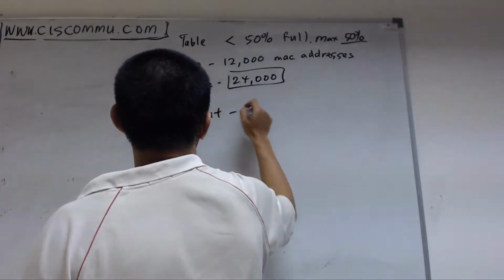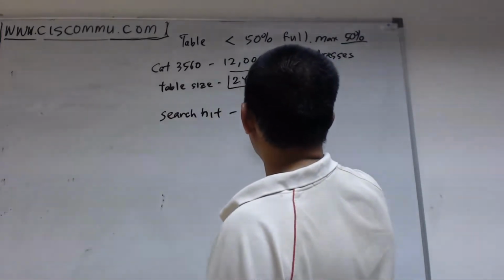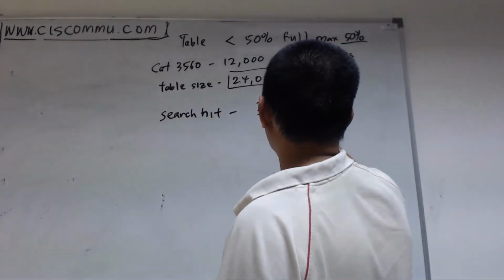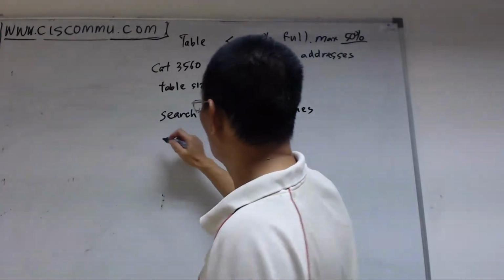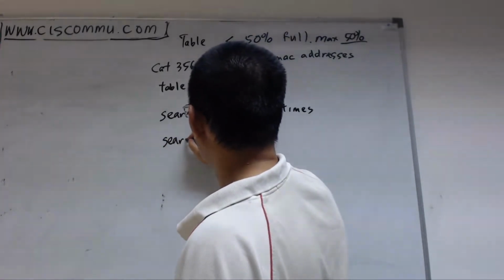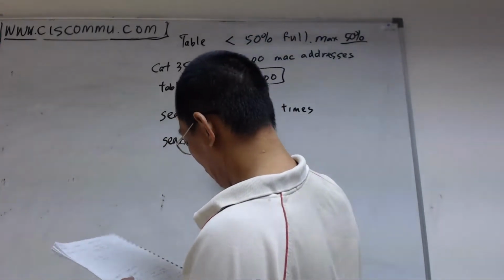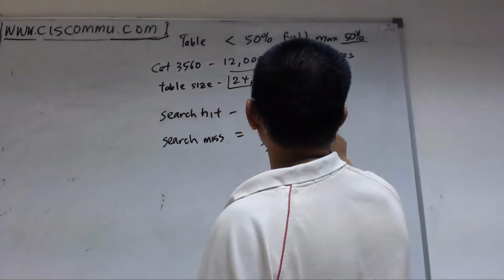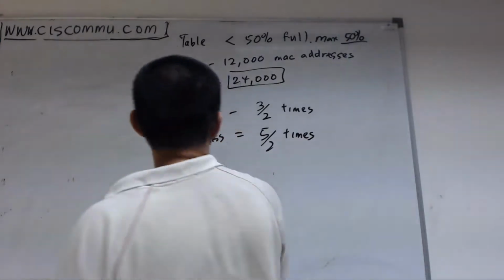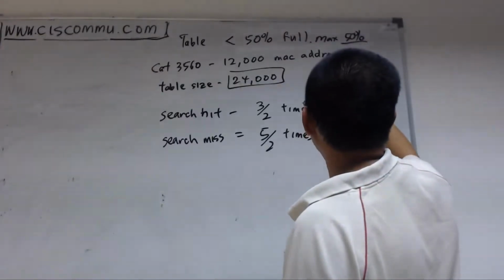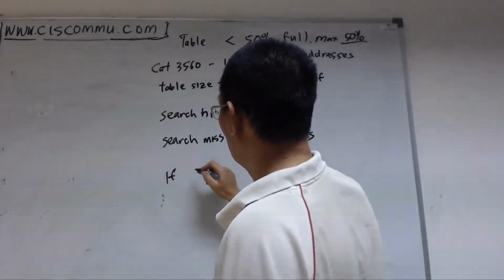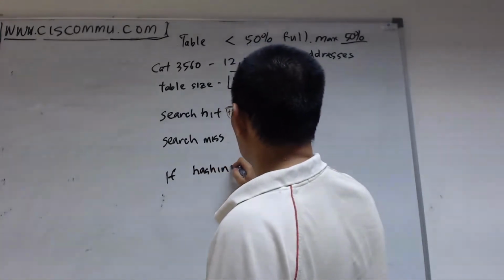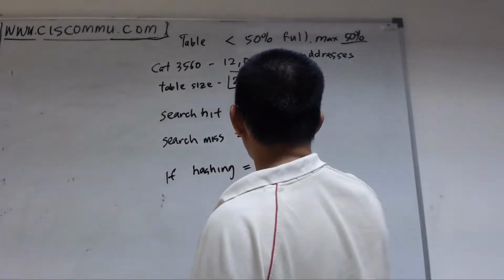Okay, if you can maintain this double, then your search hit, you only need to search 3/2 time. Whereas your search miss will be 5/2 time. Alright. So if the hashing is even or uniform.